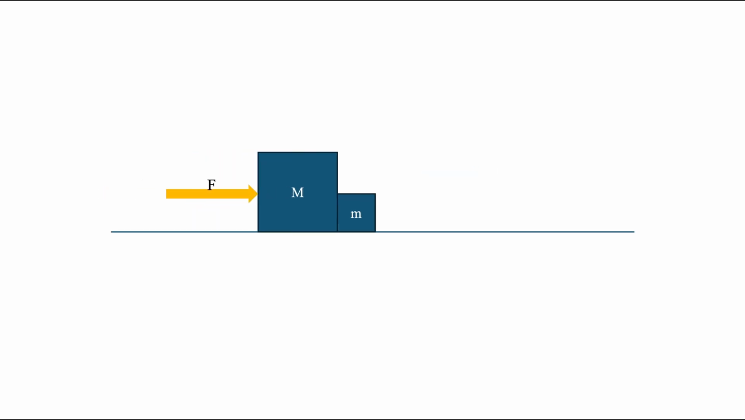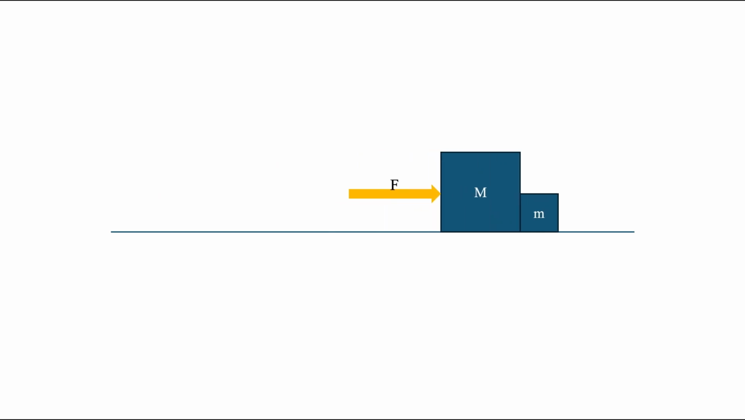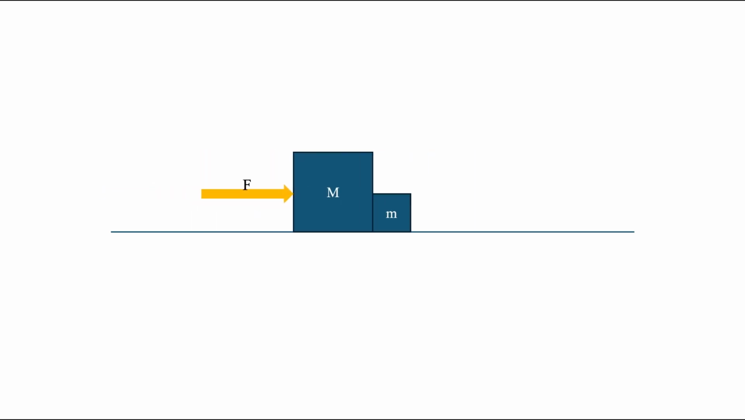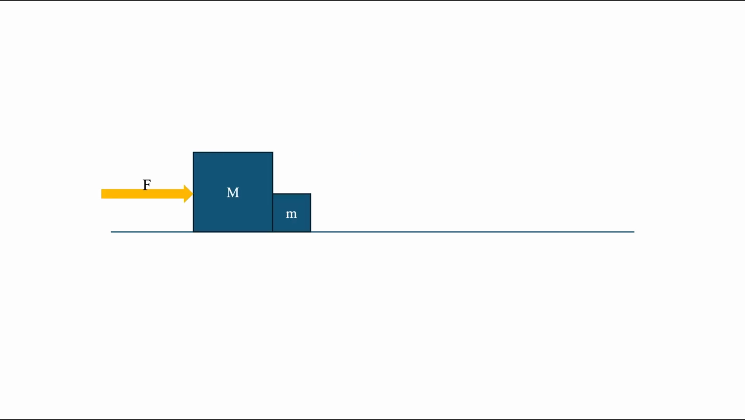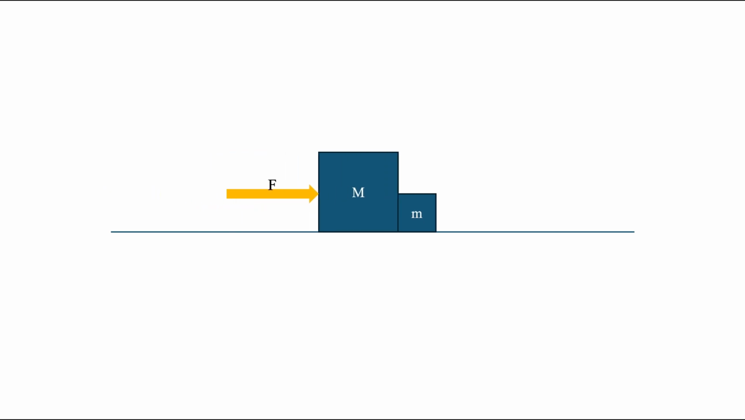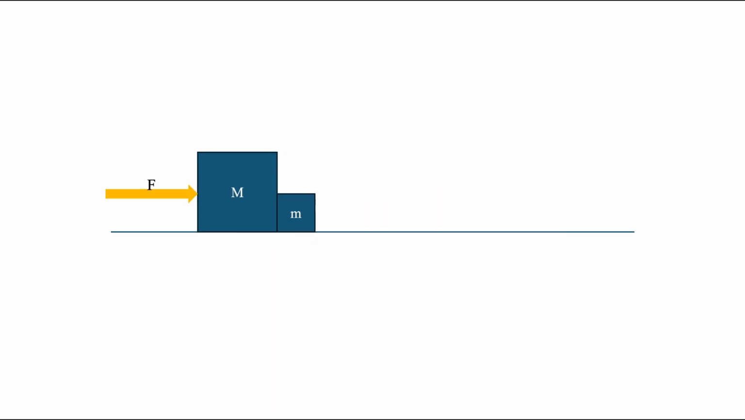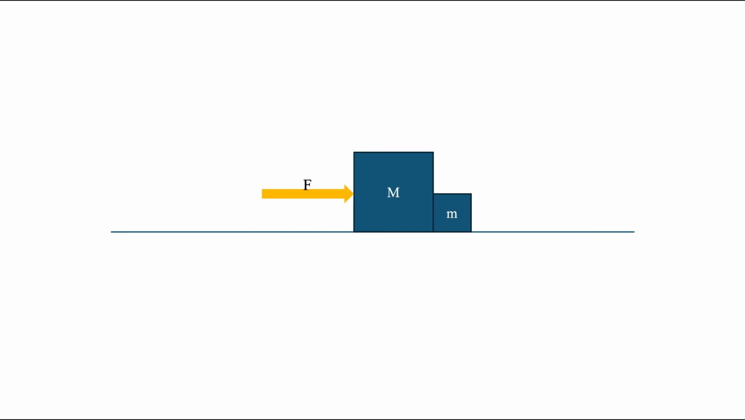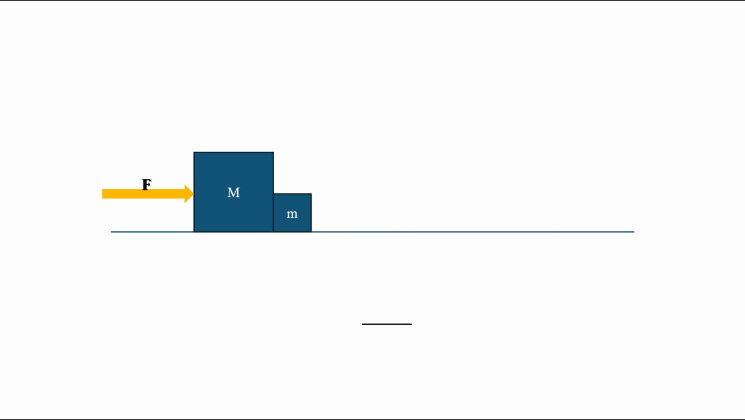Now, let's consider another type of question. We have two blocks of masses small m and big M. They are on a frictionless ground, and a force F is exerted on the greater mass. To calculate the acceleration of the system, we just need to take the blocks as an entity. So, the acceleration here will just be the total force divided by the total mass.